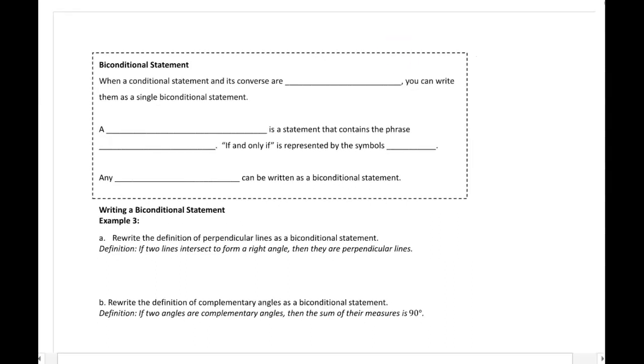Alright, so in this video, the first thing we're going to do is go over biconditional statements. A biconditional statement is when a conditional statement and its converse are both true. That's the only time that you can write something as a biconditional statement, and when they are, you can put them together to write them as one. A biconditional statement is a statement that contains the phrase if and only if, and we'll do plenty of examples.